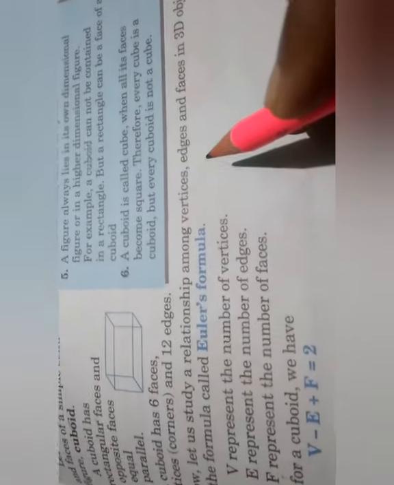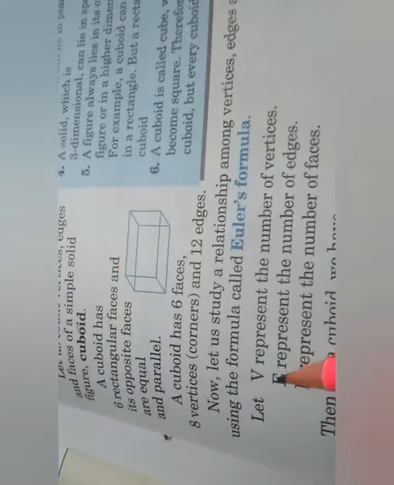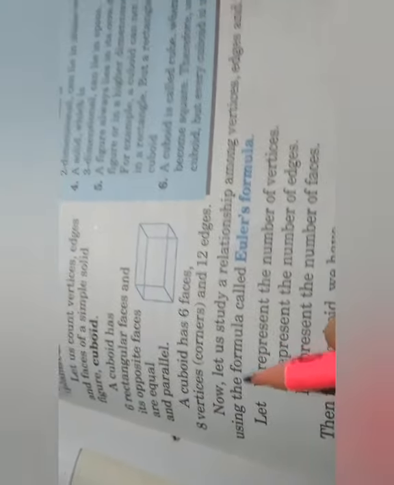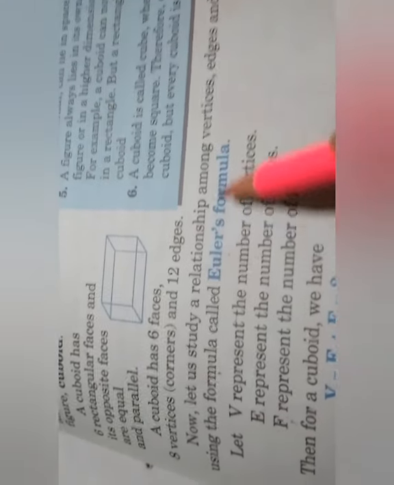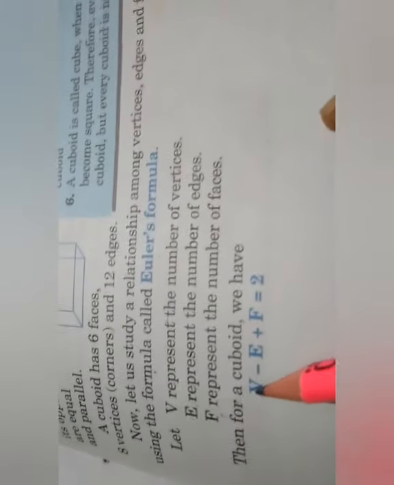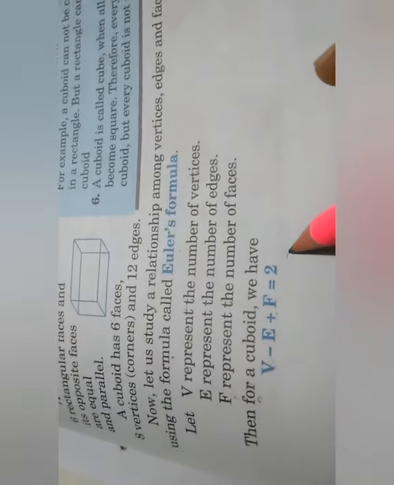So now let's study a relationship among vertices, edges and faces in 3D objects, and we are using here Euler's formula. According to Euler's formula, V minus E plus F is equal to 2.